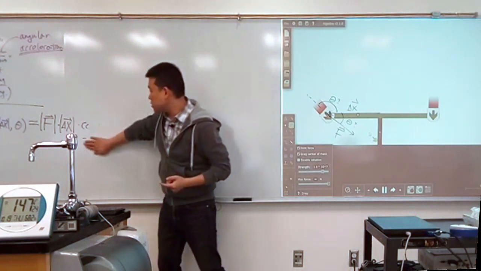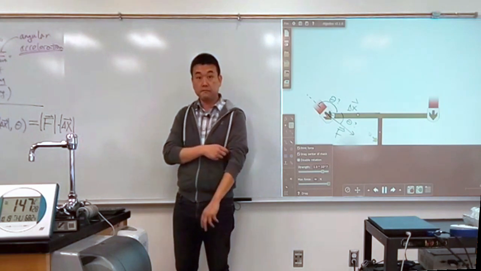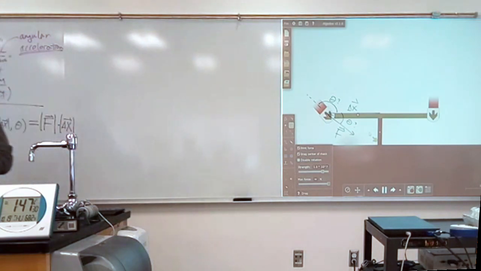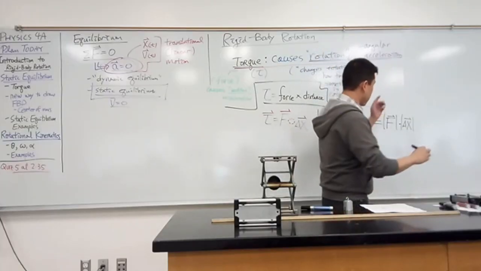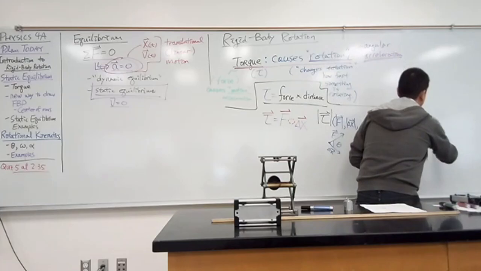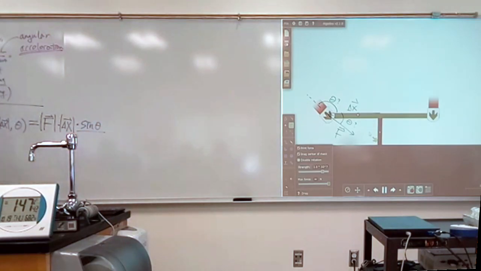So what other expression will actually work? Sine theta? Yeah, that's the other choice, right? It's either that or just multiply it by theta. So I will guess, all right, F times delta x times sine theta. And let's see if that's true.